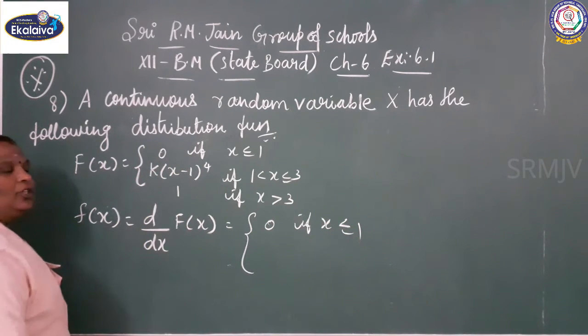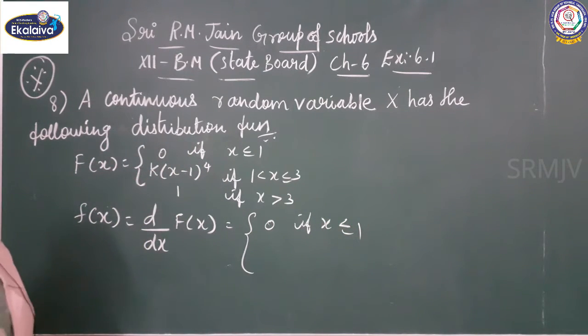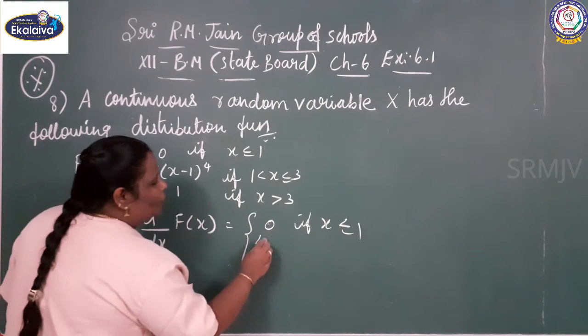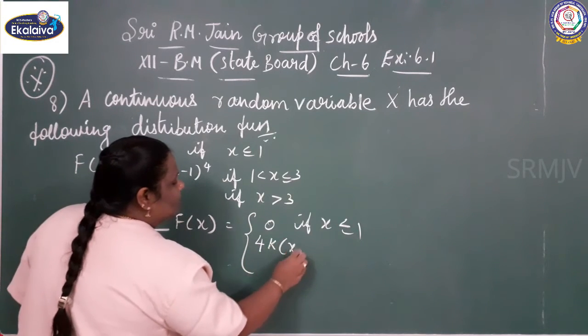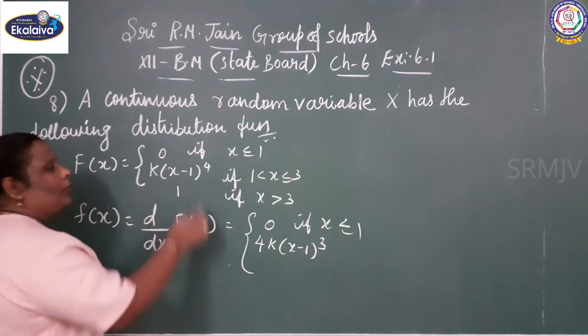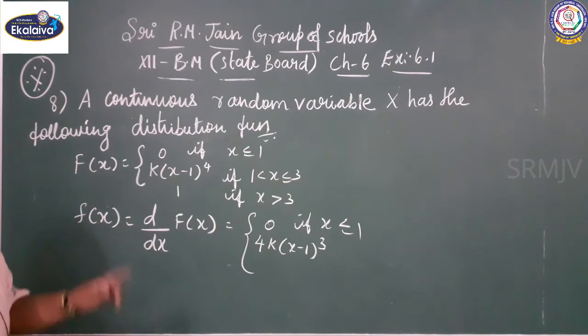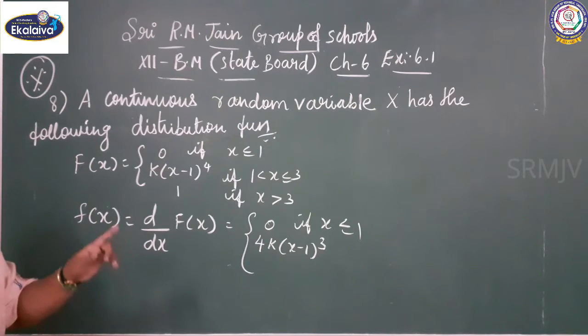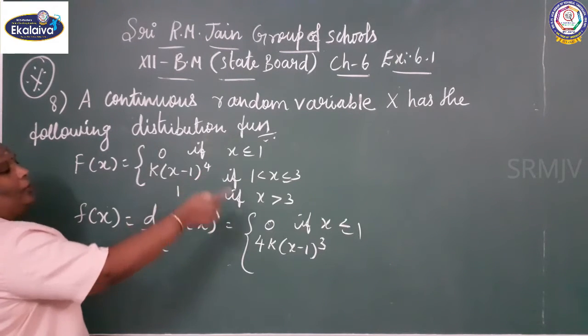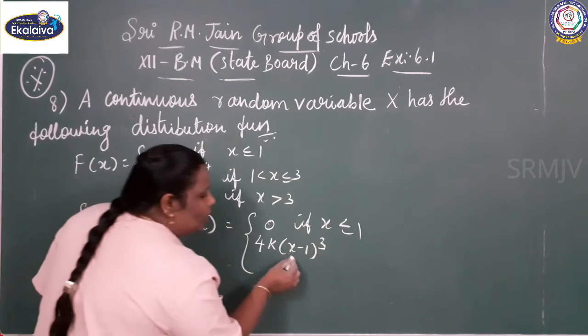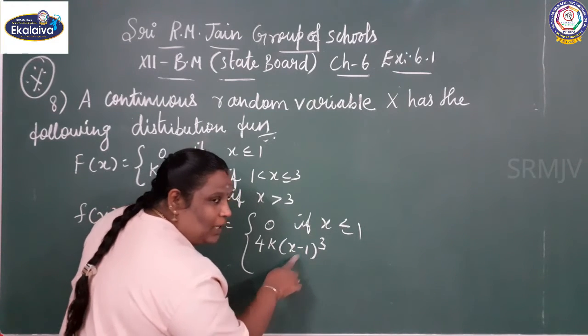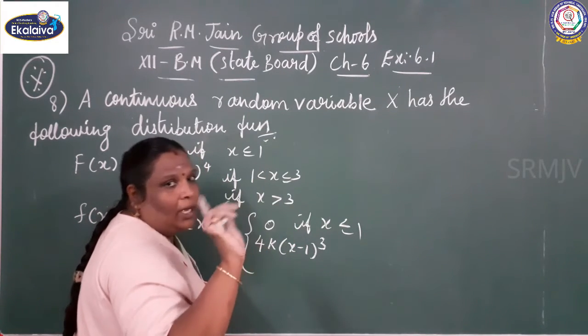What is the differentiation of k into (x minus 1) the whole power 4? It is 4k (x minus 1) the whole cube, using 4 into x power n minus 1. So the differentiation of this term: 1x becomes 1 and minus 1 becomes 0.